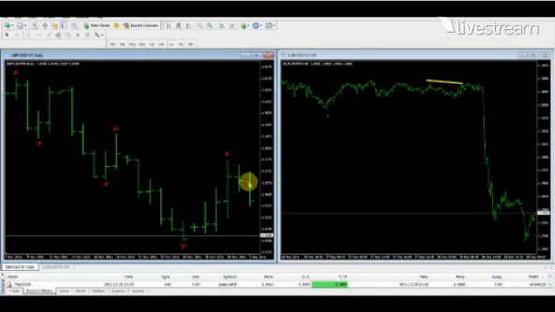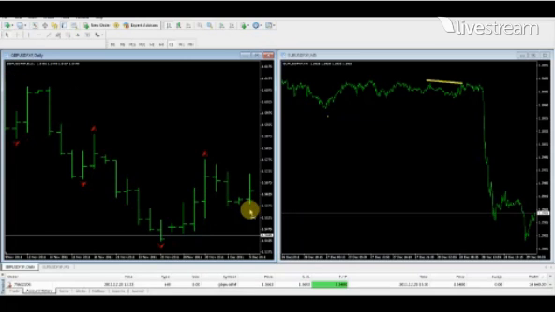Open. Judas swing up. Get everybody to think it's going to go higher. They sell into that. Slam it down. Boom. Down for the day. Off of the low they close.